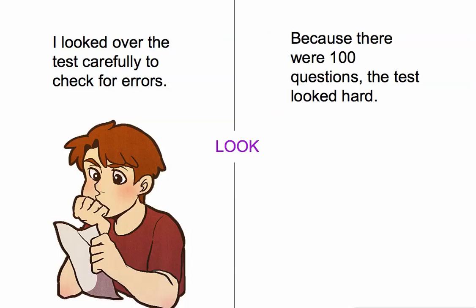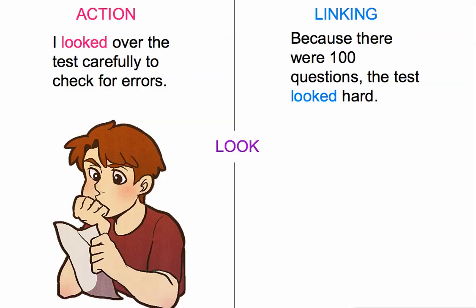So let's look at some examples. With the verb look, it can be both action or linking. I looked over the test carefully to check for errors, compared to, because there were 100 questions, the test looked hard. In the first example, it's an action verb.